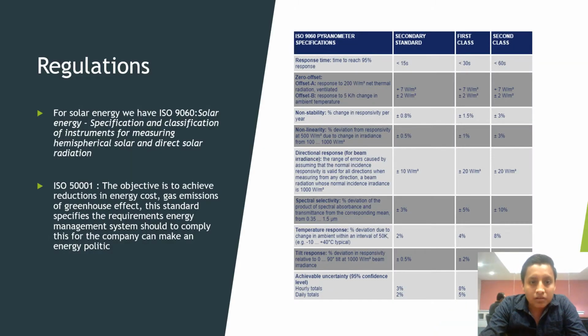We also have the regulation of ISO 9060 of solar energy, specification and classification of instruments for measuring hemispherical solar and direct solar radiation, and ISO 50001, whose objective is to achieve reduction in energy cost and greenhouse gas emissions, and this standard specifies the energy management system requirements that a company should comply with so it can make an energy policy.